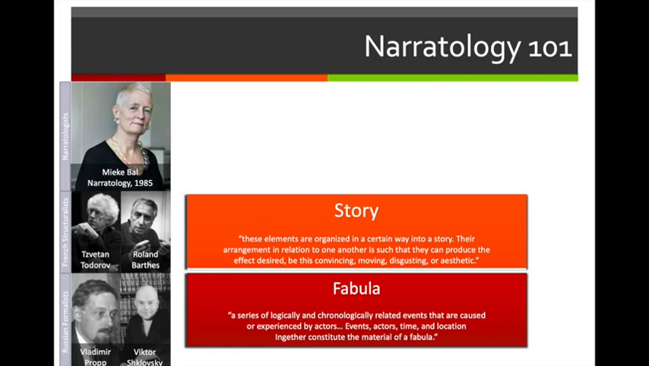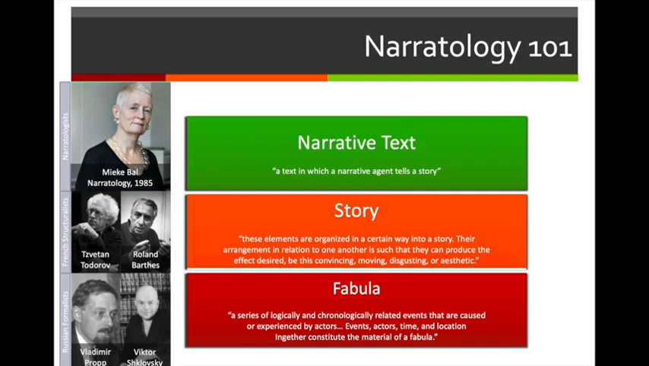And then those stories are realized in some kind of medium. So she calls this the narrative text. So this is the words, if you like, in a novel, or the images that you see on the screen in a movie. So the narrative text is the way in which that story is realized for a particular medium.